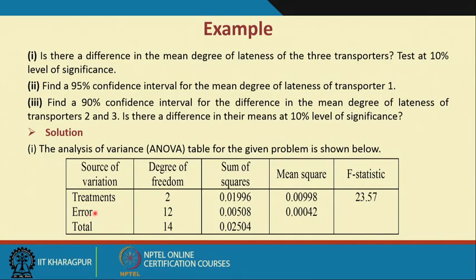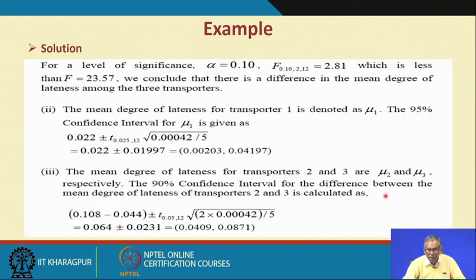So, you create this analysis of variance table. For the treatments, the degrees of freedom will be p minus 1, that is 2, error is 12, and the total is 14. For the sums of squares, you apply the formula and get all these values. The mean square is obtained when you divide this value by the corresponding degrees of freedom, and ultimately you get the F statistic. You apply this formula, and alpha is 0.10. The corresponding F value you get is 2.81, which is less than F equals 23.57. We conclude that there is a difference in the mean degrees of lateness among the three transporters. So that is your conclusion.